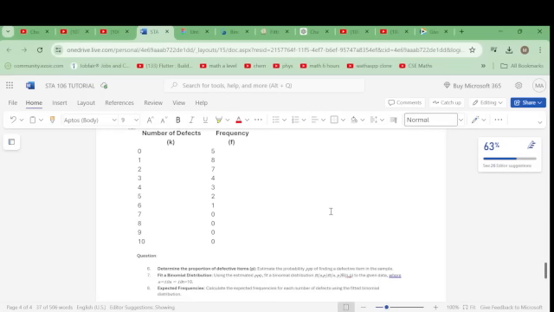Number 1 is 0, 1, 2, 3, 4, 5, 6, 7, 8, 9, 10. You see, this is 11 data. Now let's go back up again. When it is 0, it is 5. When it is 1, it is 8, then 7, 4, 3, 2, 1, 0, 0, 0, 0, 0.